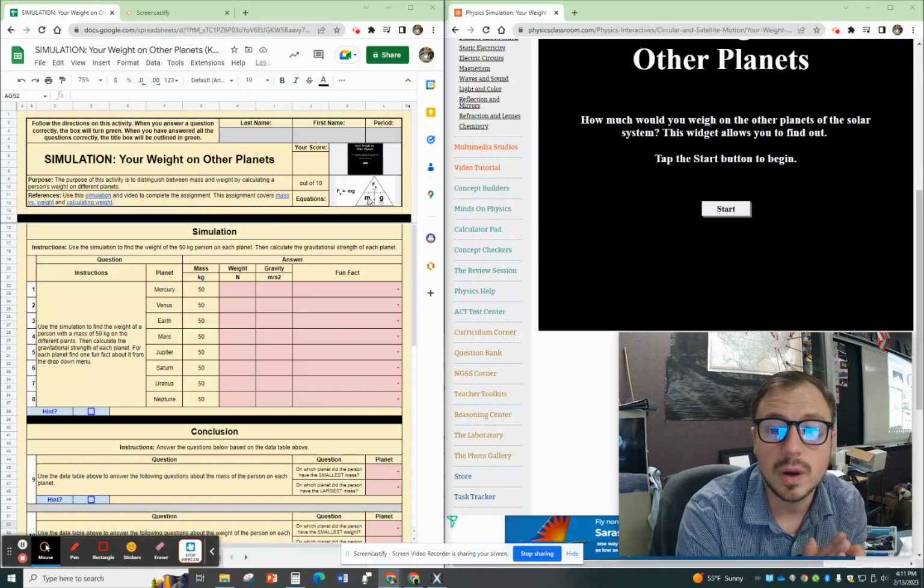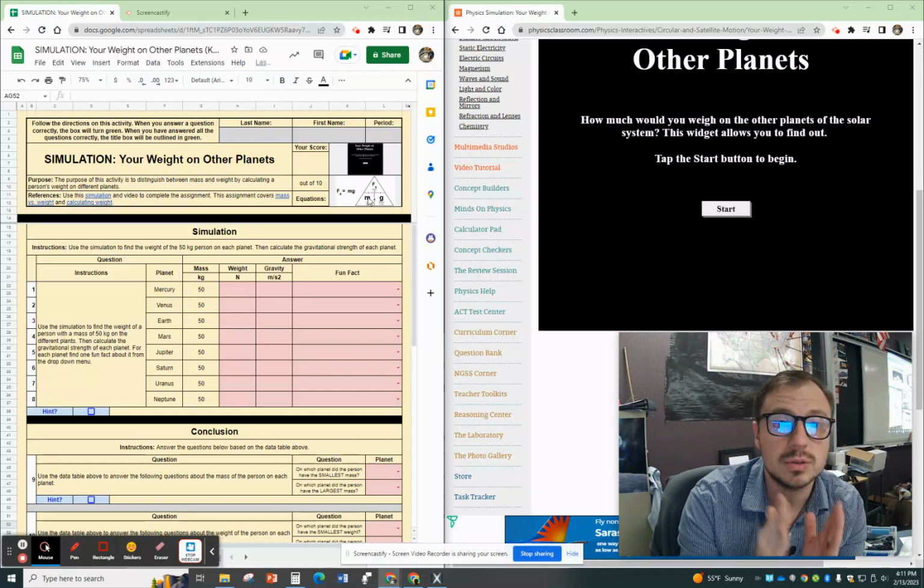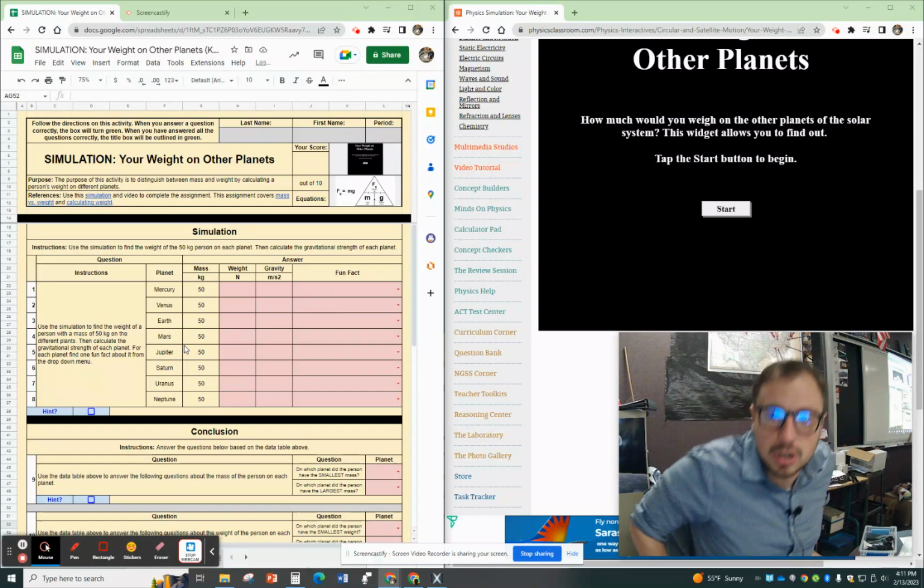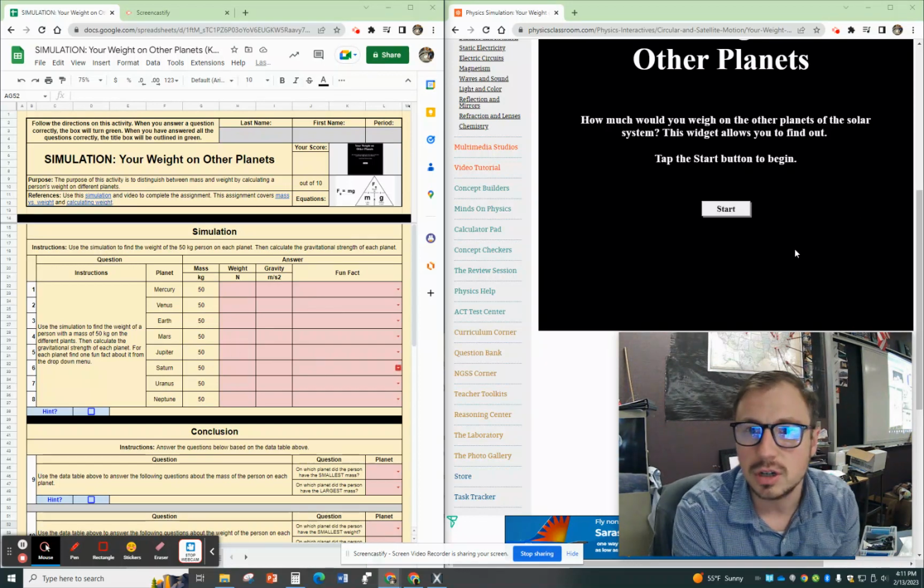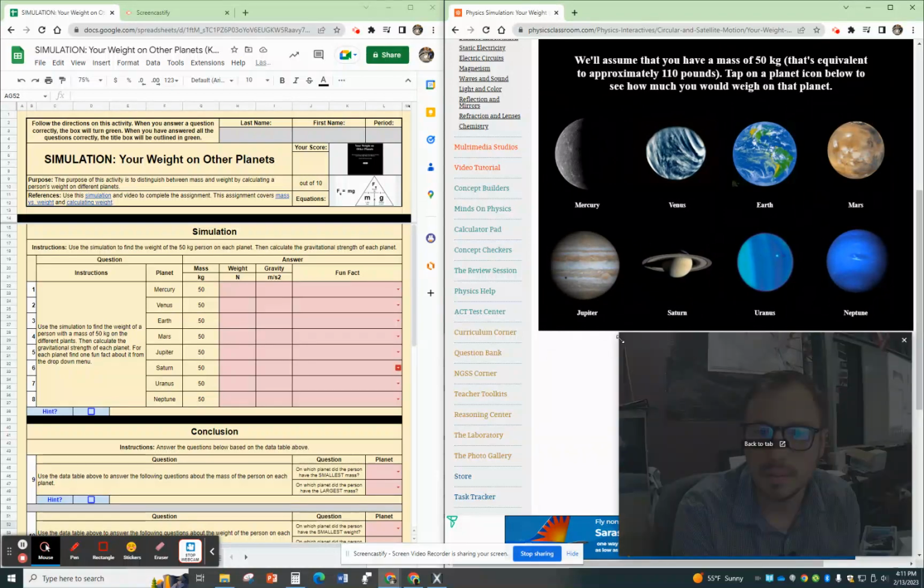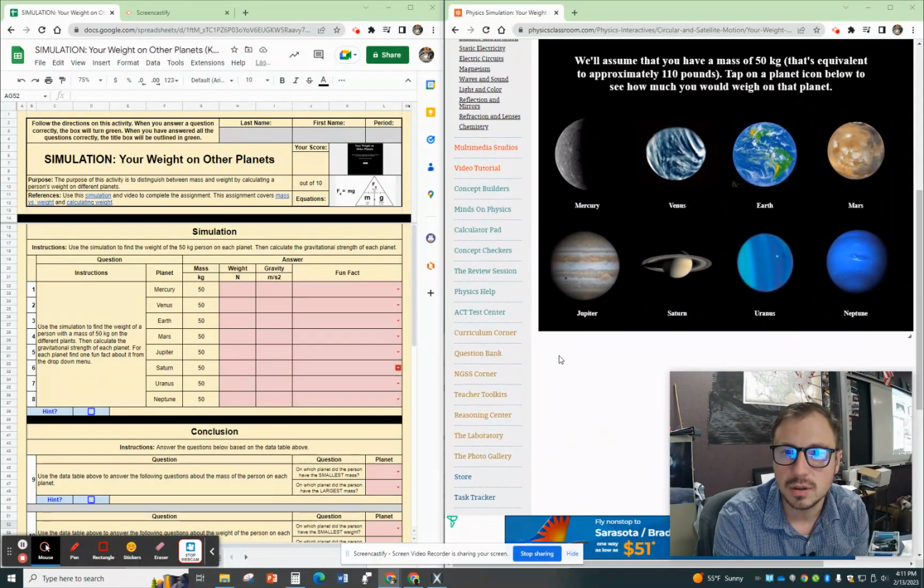And here's the equation to calculate weight. The force of gravity equals mass times the strength of gravity, and there's that little helpful triangle. So let's just go ahead and start the simulation. I'm just going to hit start on this. Let me just shrink this, that way we can see the whole thing.